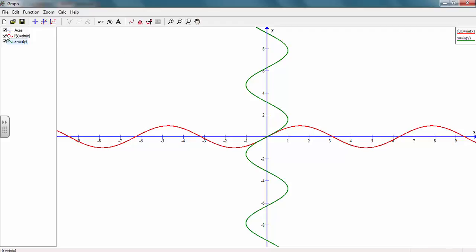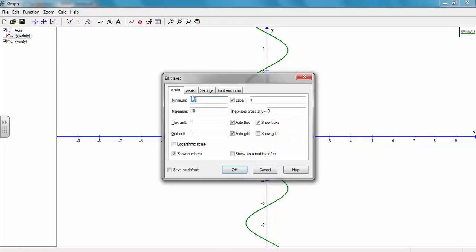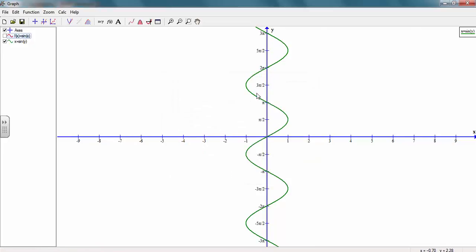So the first thing I'm going to do is get rid of my sine of x because we're only going to be looking at the inverse. And I'm going to go ahead and change my axis, my y-axis. I can click show as multiples of pi. So I'm going to click that. So now as you can see, my y-axis is in multiples of pi.